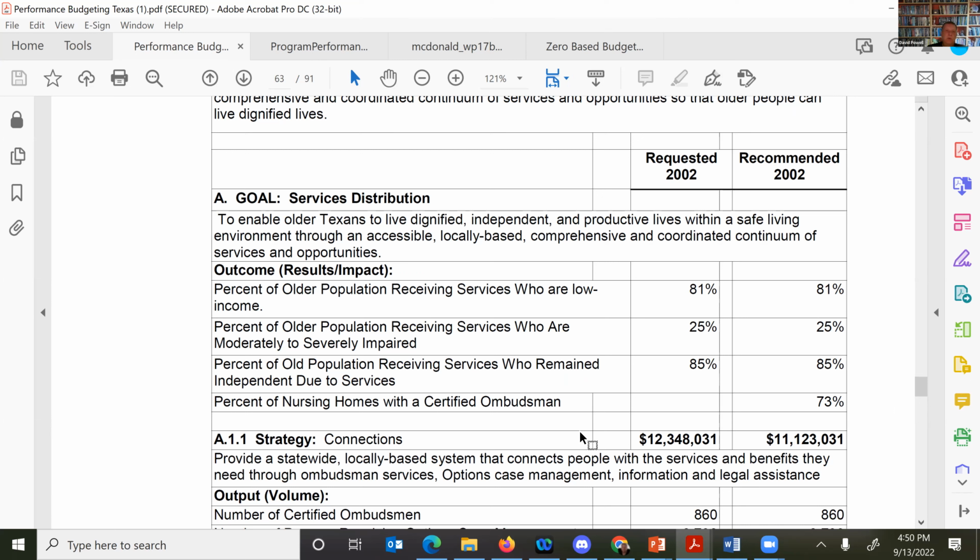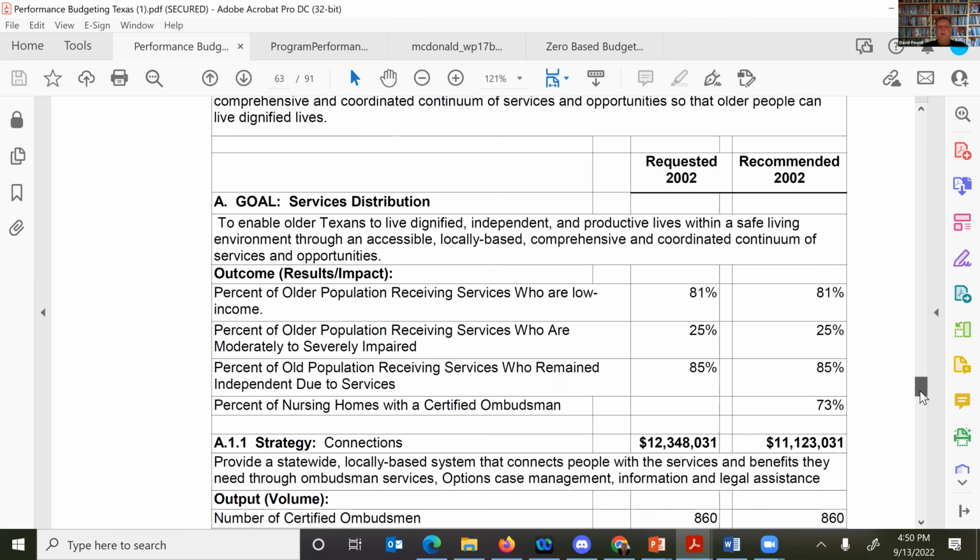Here are the outcomes that we're trying to achieve in order to achieve this goal. Percent of older population receiving services who are low income, 81%. Percent of older population receiving services who are moderately to severely impaired, 25%. Percent of older population receiving services who remain independent due to these services, 85%. And then for our recommended budget for next year, percent of nursing homes with a certified ombudsman, 73%.